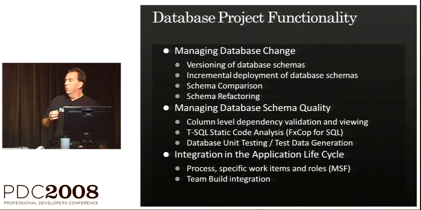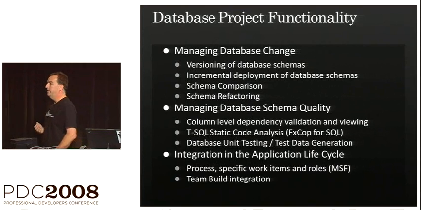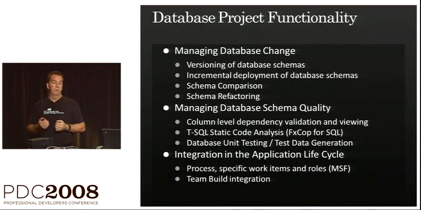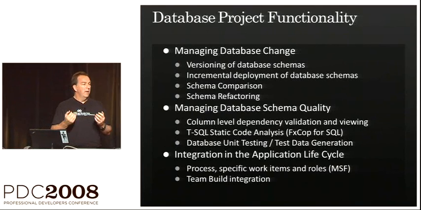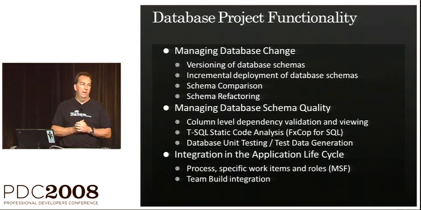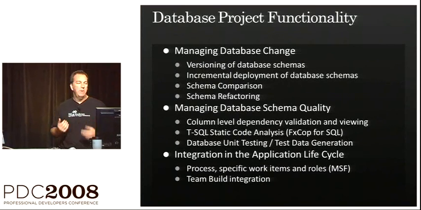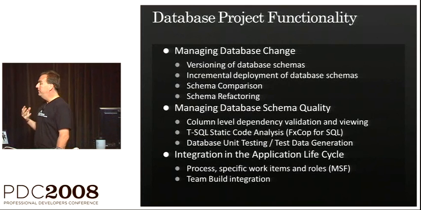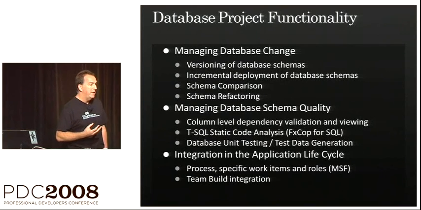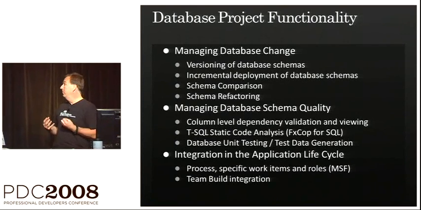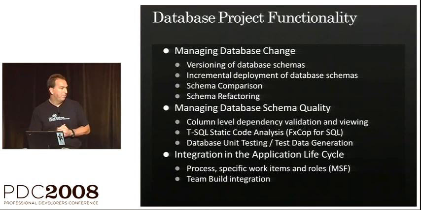All of this is encapsulated within the database projects. The database projects is the overall facility that we added to Visual Studio in 2005 when we started this project, and is the foundation of the database project functionality. There are three main pillars of functionality that are offered through database projects. Managing change. This is built on top of the schema representation, so it allows you to version your schema, incrementally deploy, but it'll also do things like schema comparisons and schema refactorings, and I'll show you that in a moment.